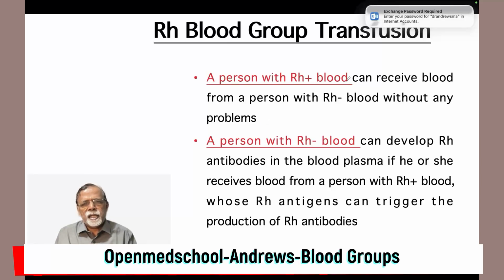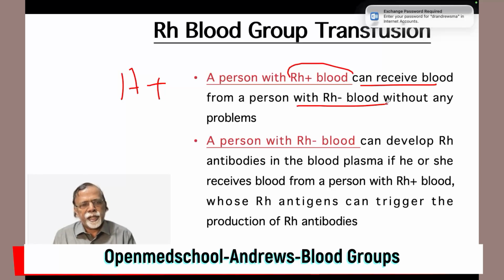A person with RH positive, for example A positive, can receive blood from a person with RH negative blood without any problem. But again, RH negative is less common and usually we don't do it. So usually you cross match and then only transfuse the blood. A person with RH negative blood can develop RH antibodies if they receive blood from a person with RH positive blood. It can trigger the formation of antibodies.